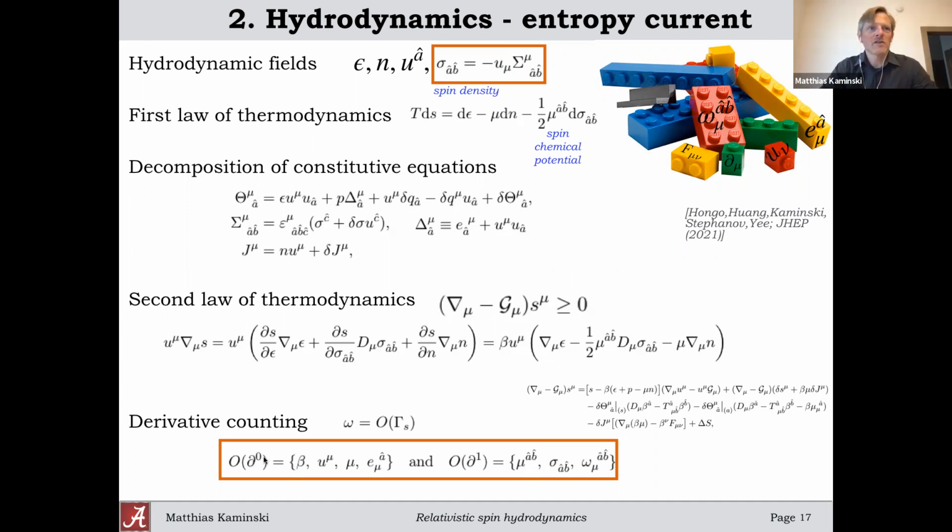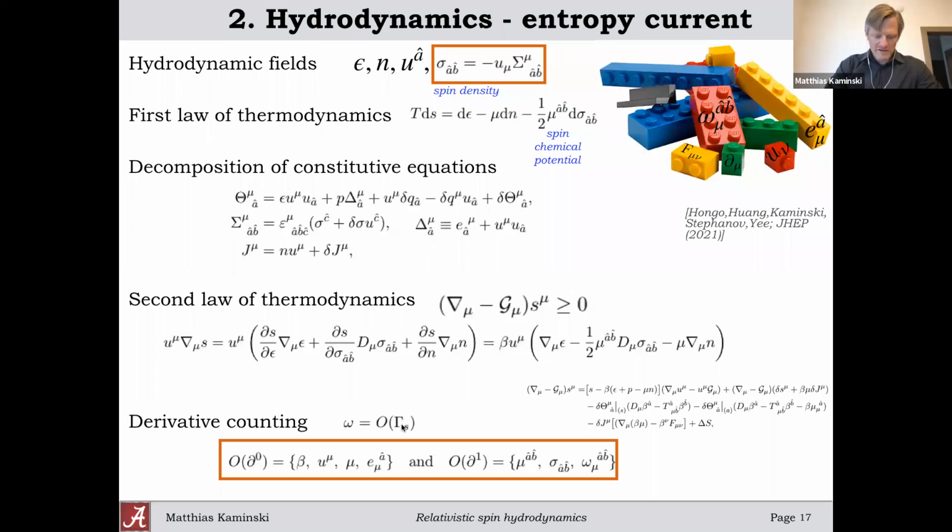I will just talk about the derivative counting, because this will be interesting. Initially I said that, for us, the derivative counting is that we're interested in scales of frequencies on the order of the spin decay rate. So this is the inverse of the spin relaxation time, gamma s.